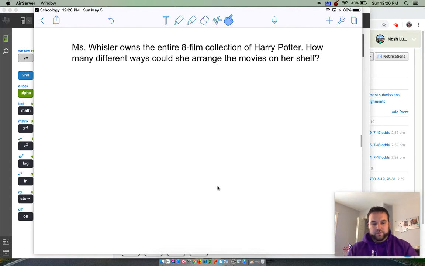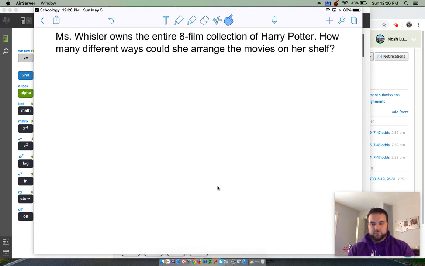Okay, so let's say, again, this is probability, so almost all of these are going to be word problems. Miss Whistler owns the entire 8-film collection of Harry Potter. There's 8 films, 7 books. How many different ways could she arrange the movies on her shelf?